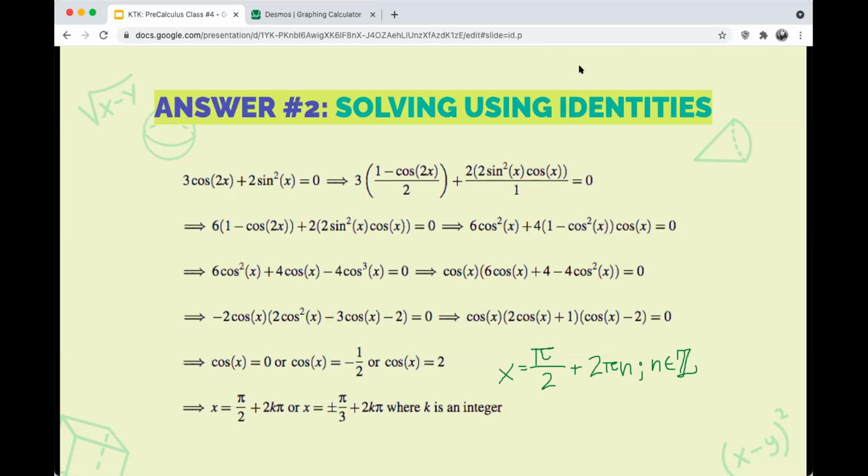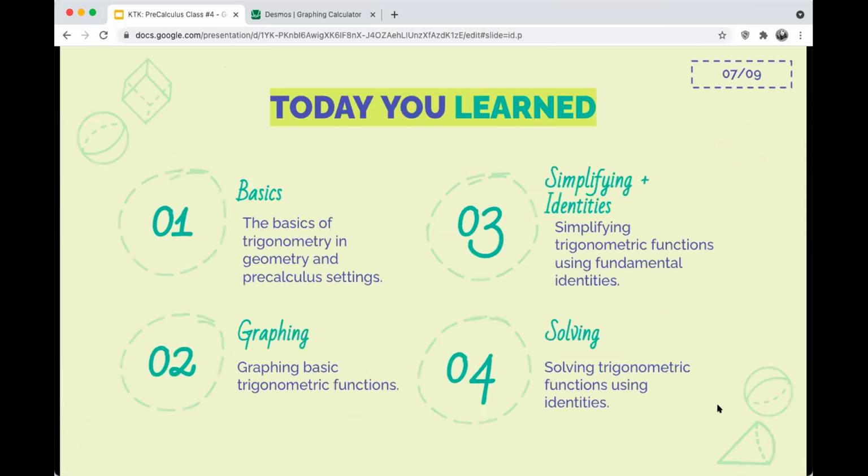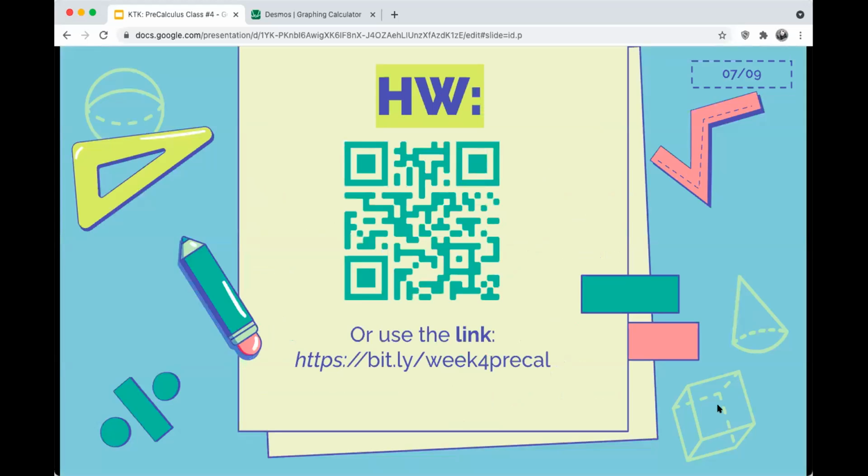So would anyone like to share the way that they went about solving this problem? And if there's nobody, that's fine, because we are going to take a look at the next slide, which is today we learned. Today we learned the basics of trigonometry in geometry and pre-calculus settings, graphing basic trigonometric functions, simplifying trigonometric functions and using fundamental identities, and solving trigonometric functions using those identities in various domains, in restricted domains and in the infinite domain.